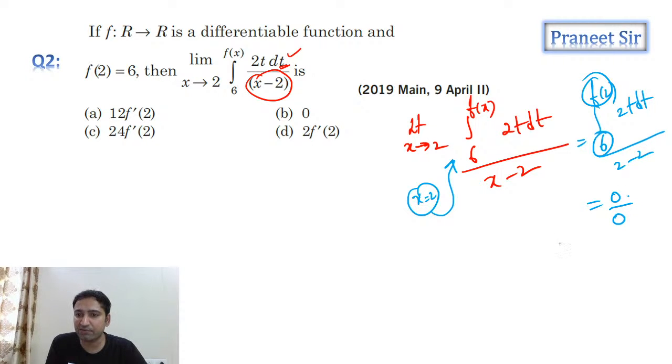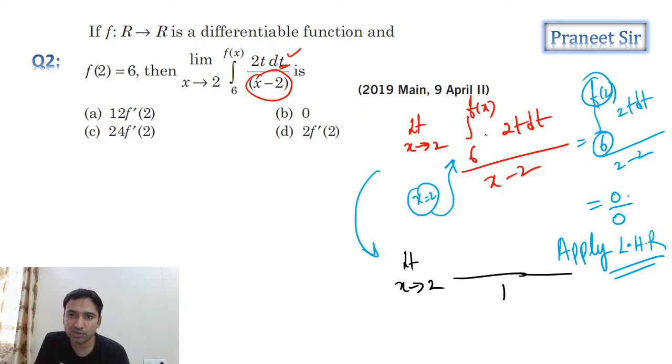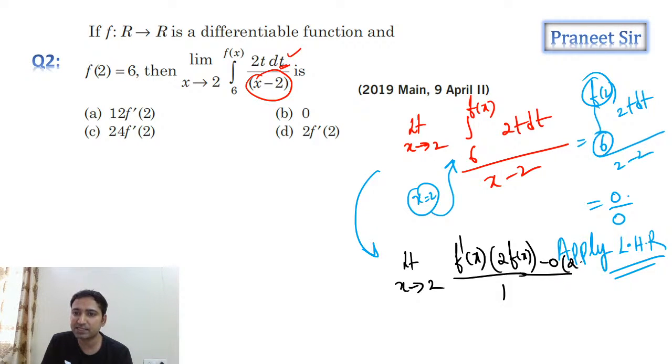If it is 0 by 0, can we apply L'Hospital rule? Let's apply L'Hospital rule. Okay. So if you apply L'Hospital rule here, this becomes limit x tending to 2, numerator differentiation, denominator differentiation 1. What about the numerator differentiation? We can use Leibniz rule. What is Leibniz rule? Upper limit differentiation into, in place of t, we substitute the upper limit, minus lower limit differentiation into, in place of t, substitute the lower limit. This is what we're getting.